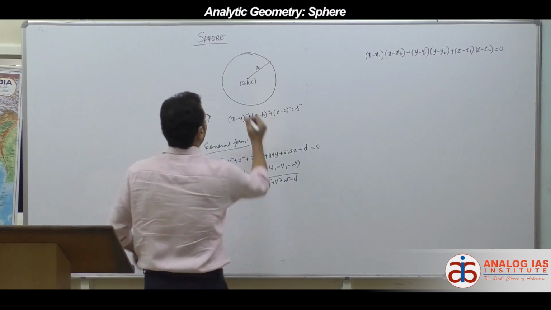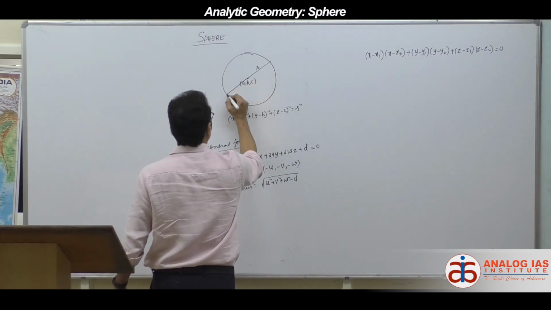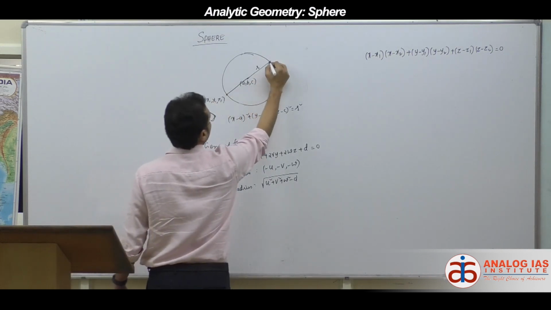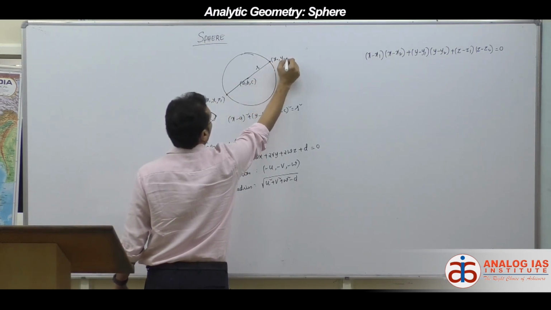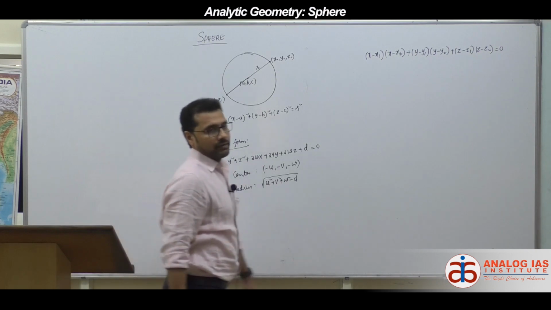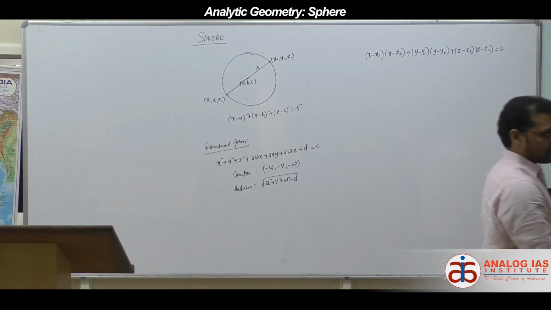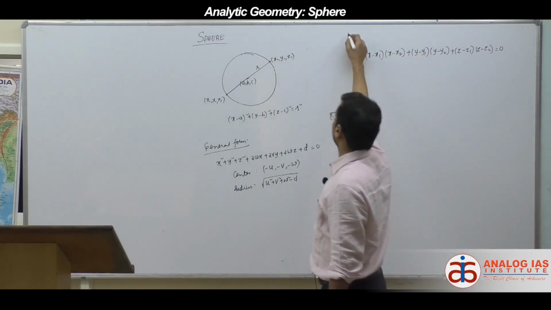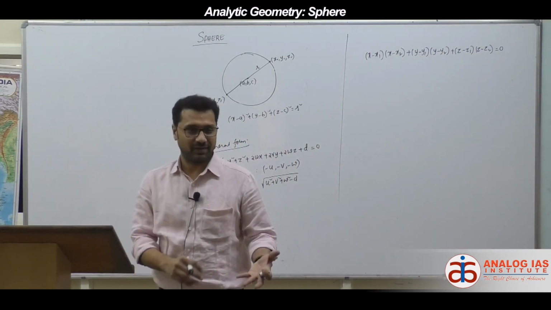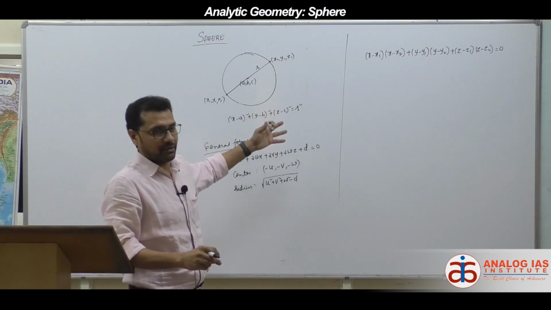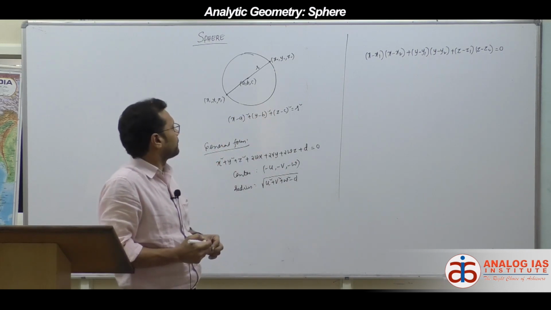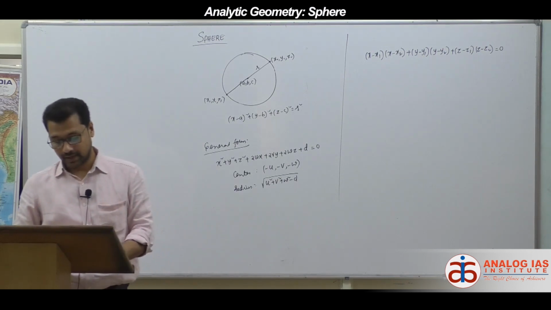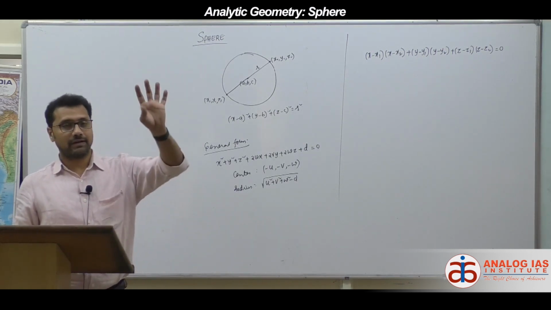It means that you have a diameter that is given. The extremities of the diameter are (x1, y1, z1) and (x2, y2, z2). Then the equation of such a sphere is always given by this one. Very easy one again. Getting that is not such a difficult effort. This is also called the diameter form.